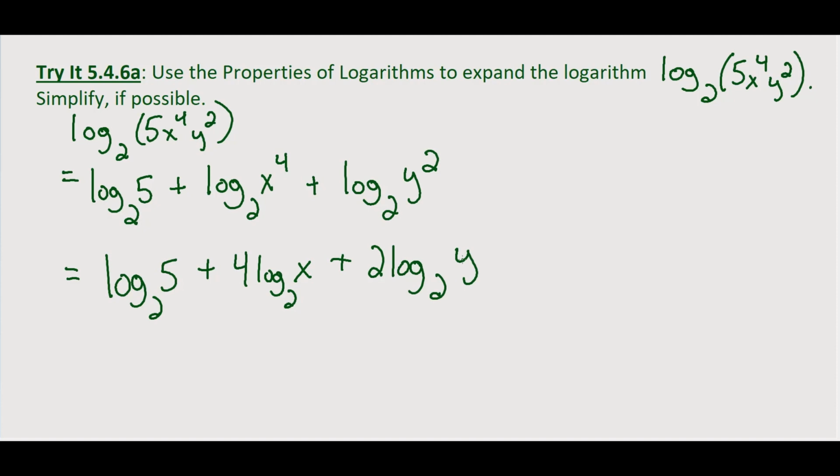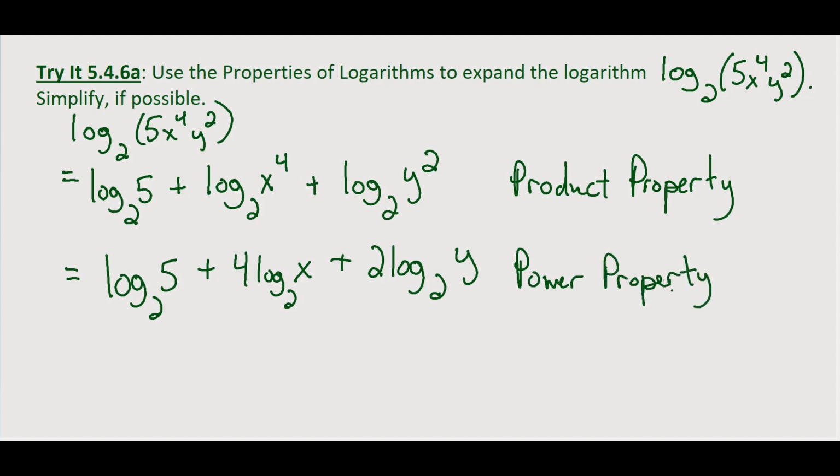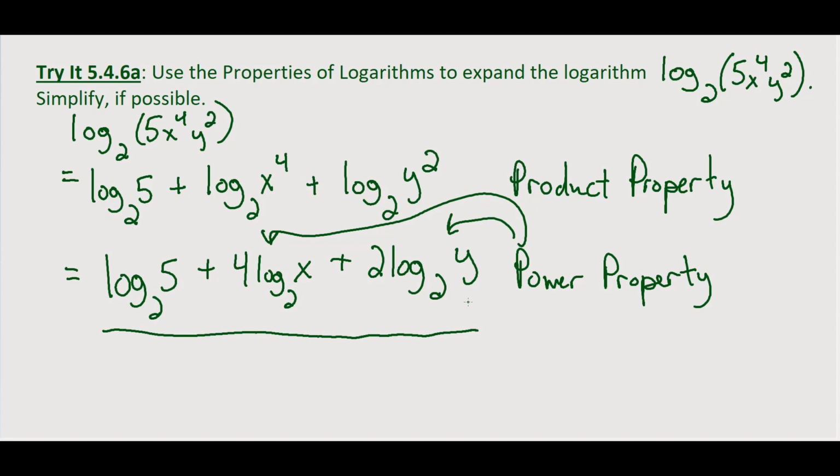further either. So if we're expanding the logarithm log base 2 of 5x to the fourth y squared, we first use the product rule, or the product property, to write the product as the sum of separate logarithms of the factors of that product. And then we used the power property on the second two parts to give us our final expression of log base 2 of 5 plus 4 log base 2 of x plus 2 log base 2 of y.